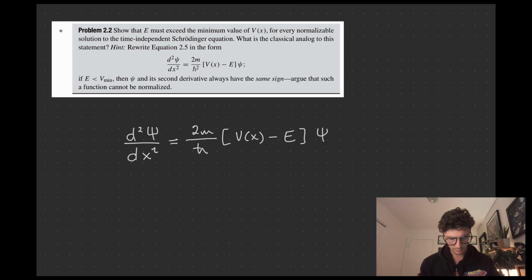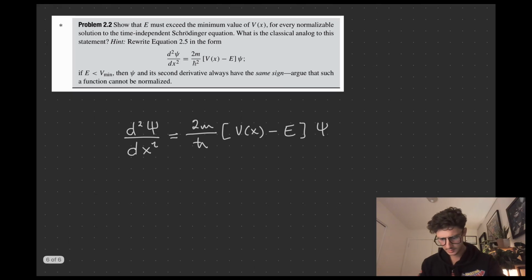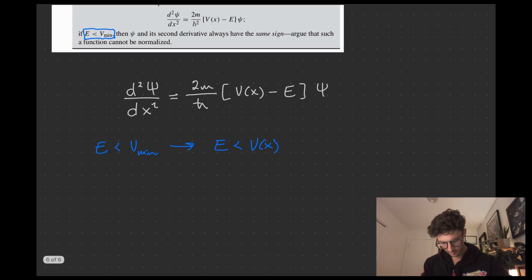Now let's take a look at this equation. All right, they're talking about this case over here, E less than V min. So I'm going to write this down, E less than V min. And you know what? I don't really like V min, so I'm just going to change it to E is less than V of x. All right? If E is less than V of x, then what happens?